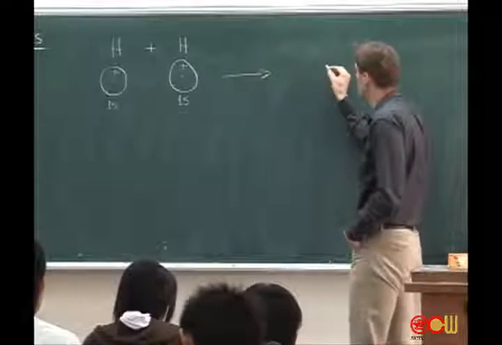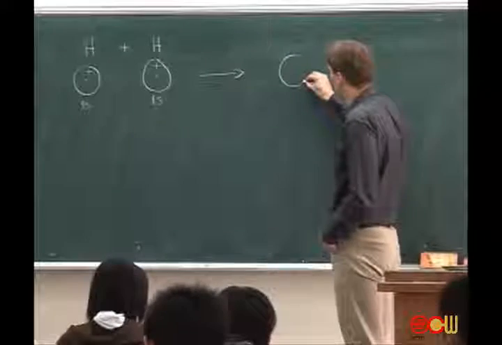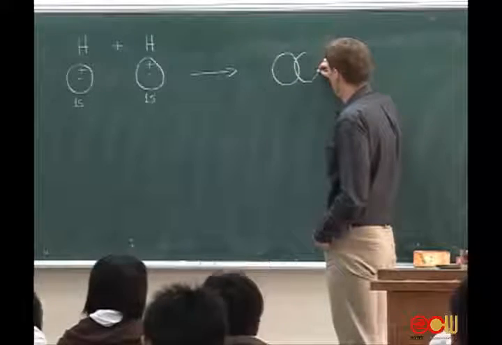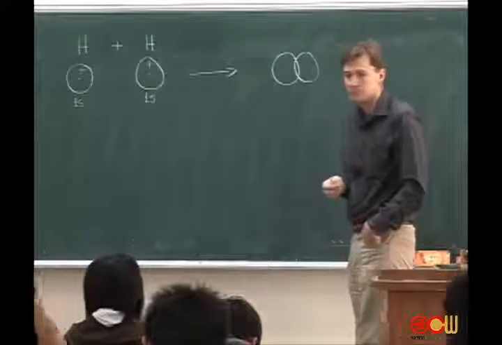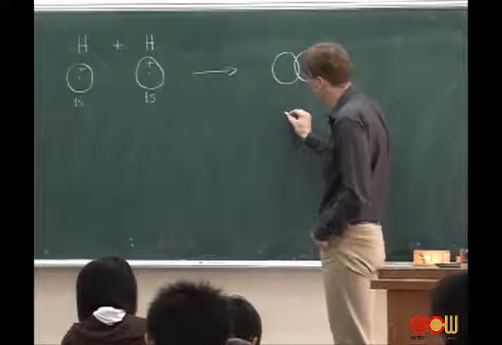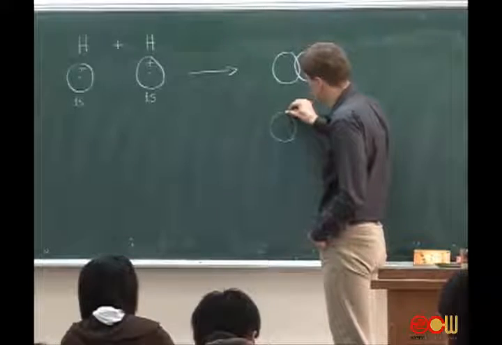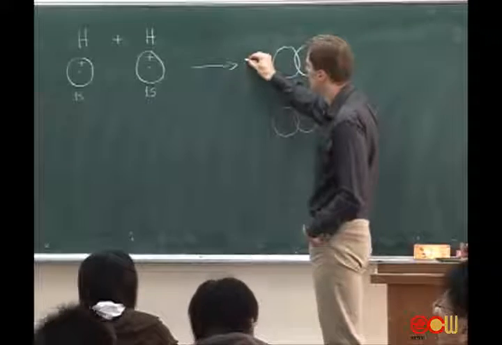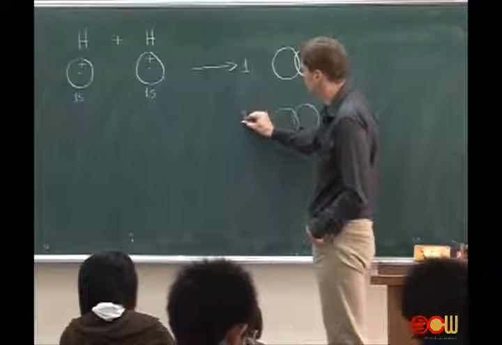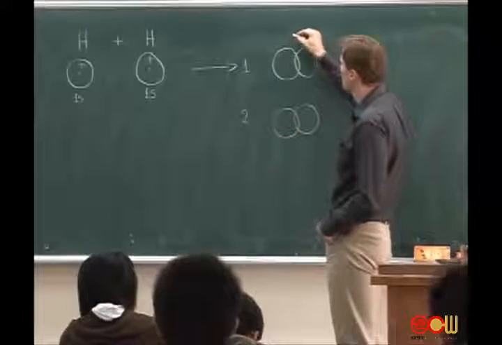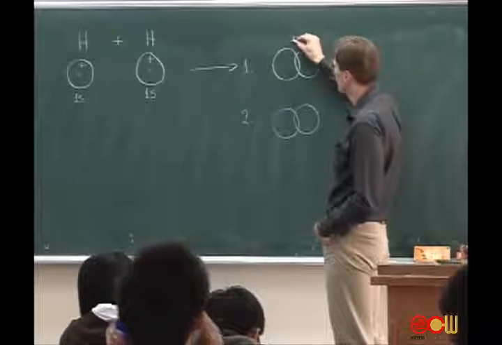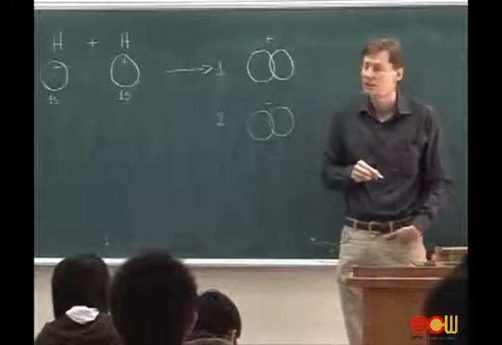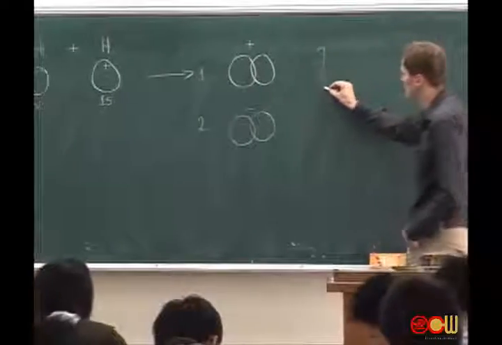One of the possibilities is that these two orbitals overlap, and the other possibility is that the two orbitals overlap. You can ask me, what is the difference then? The difference is once they overlap with the plus sign, the other one they overlap with the minus sign. So we have two linear combinations.